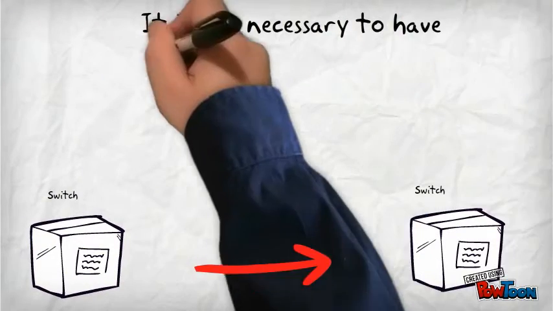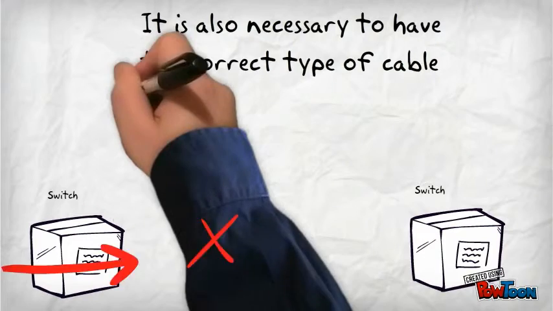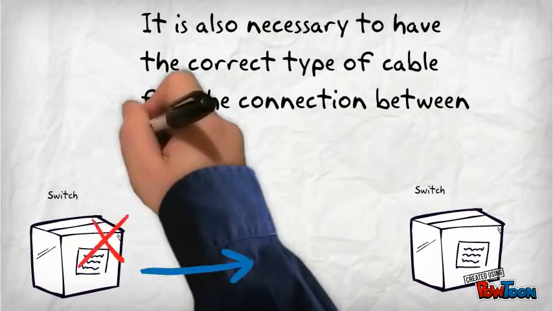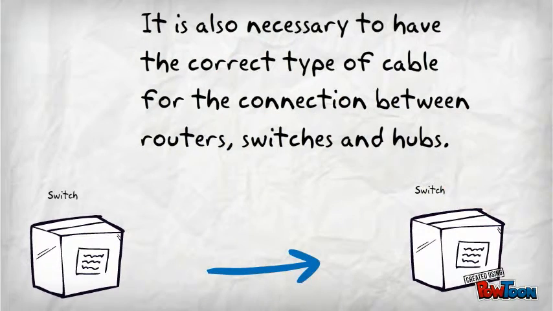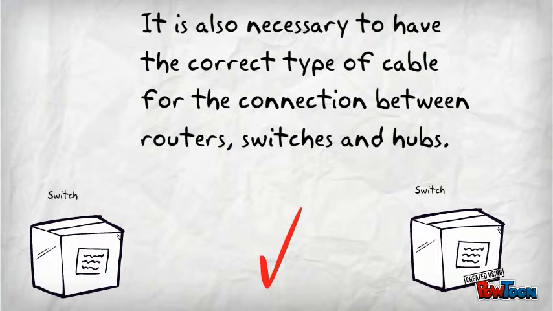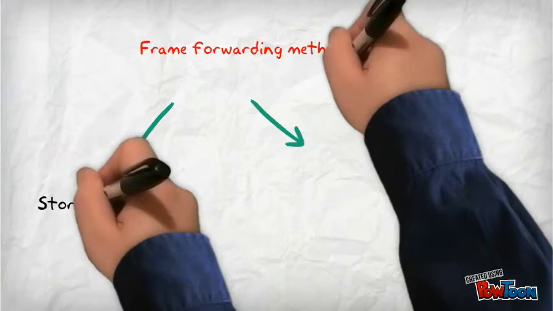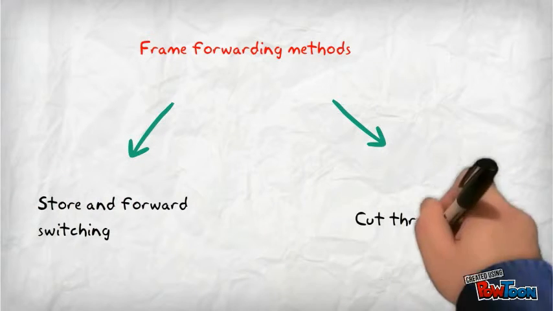It is also necessary to have the correct type of cable for each port. The connections among switches, hubs and routers require specific cables. Now most devices use the Auto MDIX feature. There are two frame forwarding methods, store and forward and cut-through.